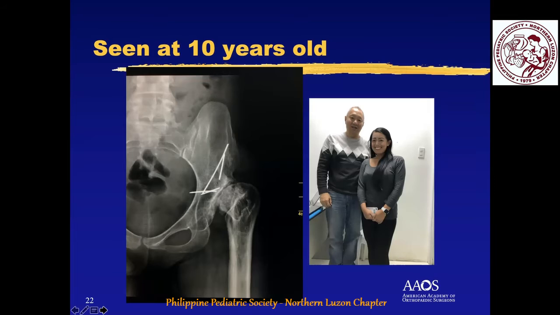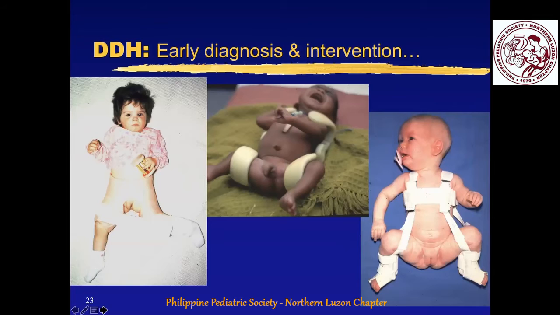Unfortunately, she's at 21, 22 years of age now and starting to feel hip pain. At this point, we want to keep her hip preserved to try to do a hip replacement procedure in several years' time. So in DDH, remember, early diagnosis is key and allows us to do intervention. If you can get them as early as possible, you can put them in a brace like this.